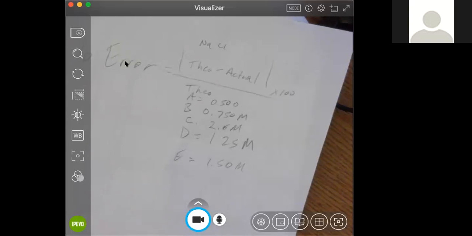Also, don't forget you want to get this formula down. Percent error equals the theoretical, which is the number I gave you, minus what you got in the laboratory. And that's absolute value, that's what these lines mean, divided by the theoretical, which are these numbers right here, times 100. That gives you your percent error. So make sure you have that for the laboratory.